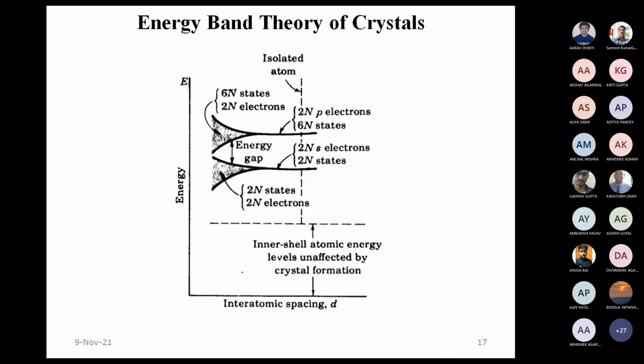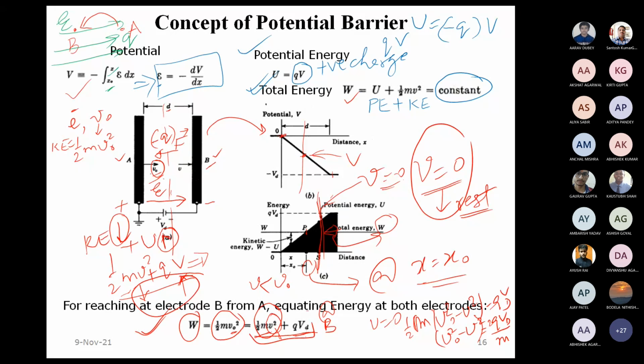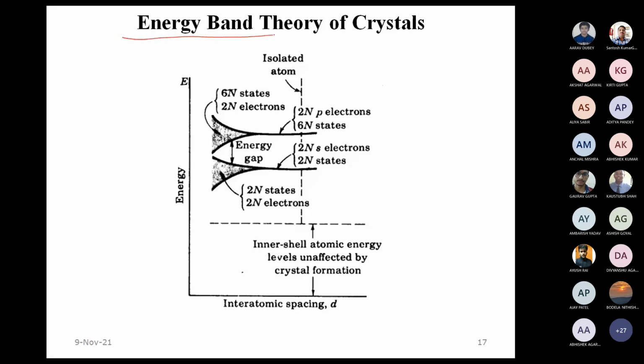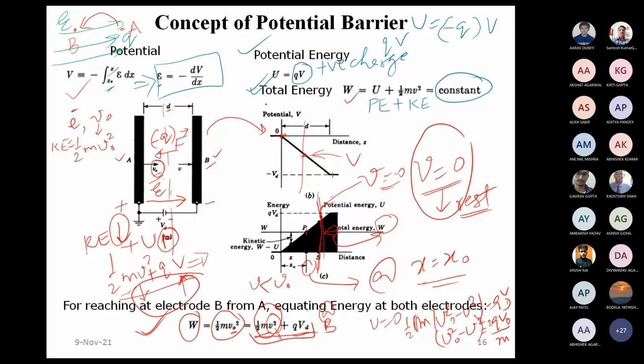Okay, so with this we shall stop over here. We will try to understand in the next lecture the energy band theory of crystals. We will try to understand how the energy band is forming in a semiconductor, and then some conclusions about silicon. If there are any questions you may ask, else we can stop over here.